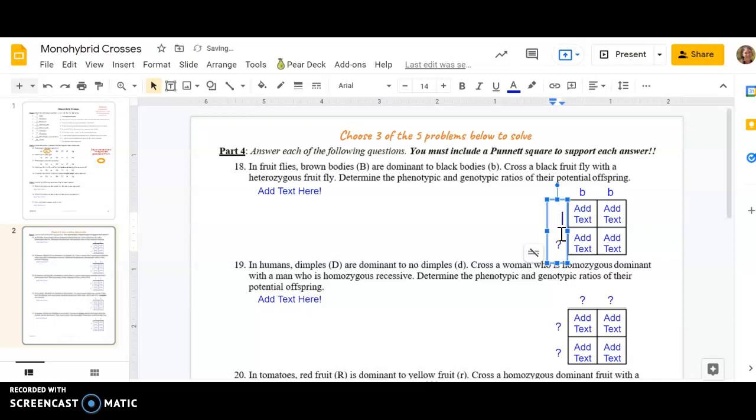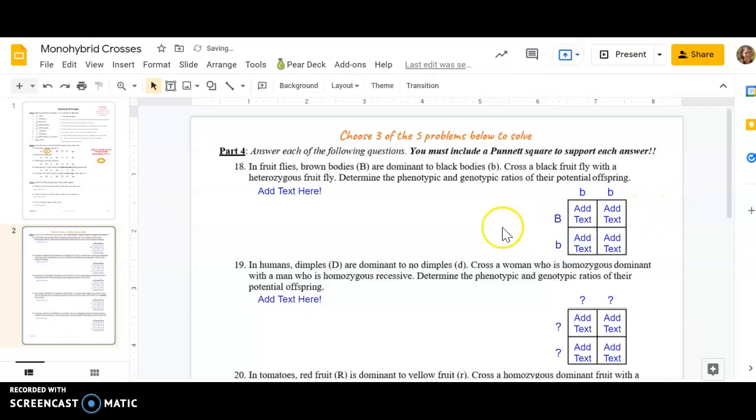So hetero means different. So we have a capital B and we have a lowercase b, and that has to be our only option because that's the only way to get two genes, or two alleles, sorry, that are different for that gene. All right, now we're going to perform our Punnett Square to figure out what their potential offspring could be.